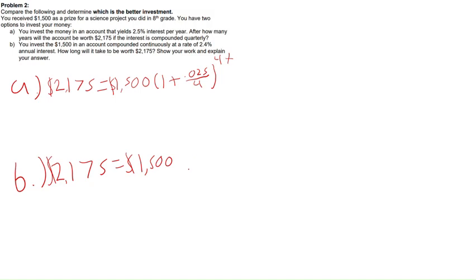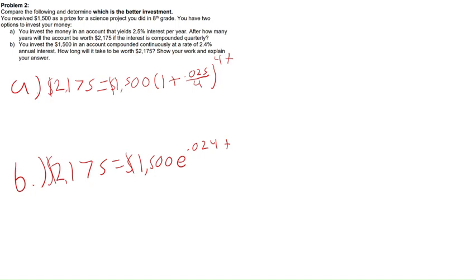But what's different about this one is that this is the PERT one, so we have to have the e. The rate here is 0.024, and then we just have to put t right here. So for both of these we're going to be solving for t. So let's start with the first one.